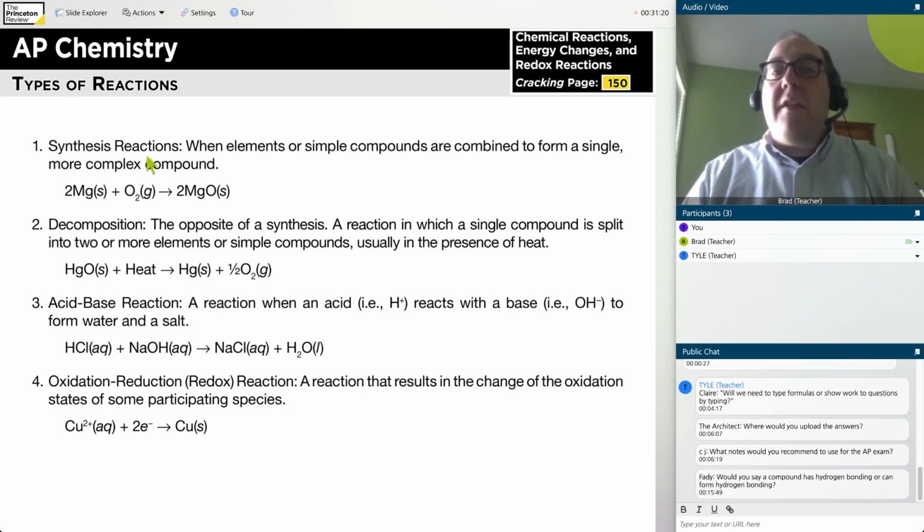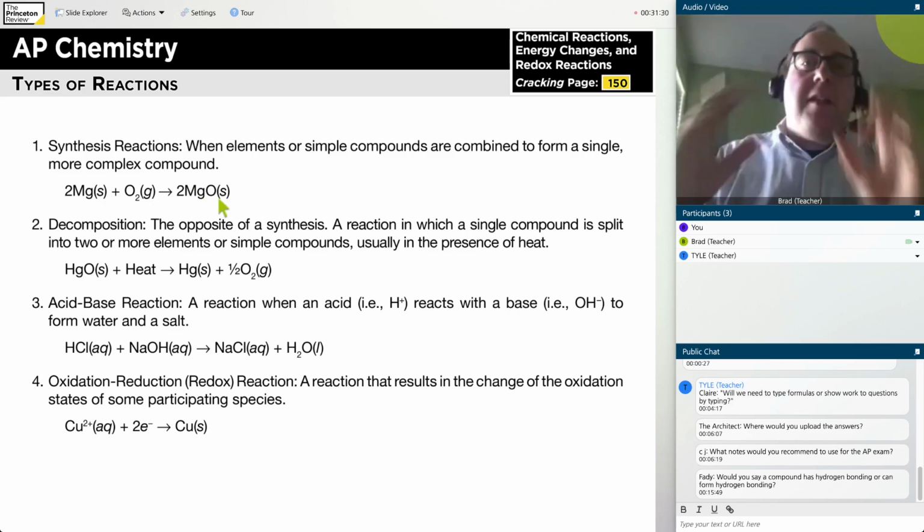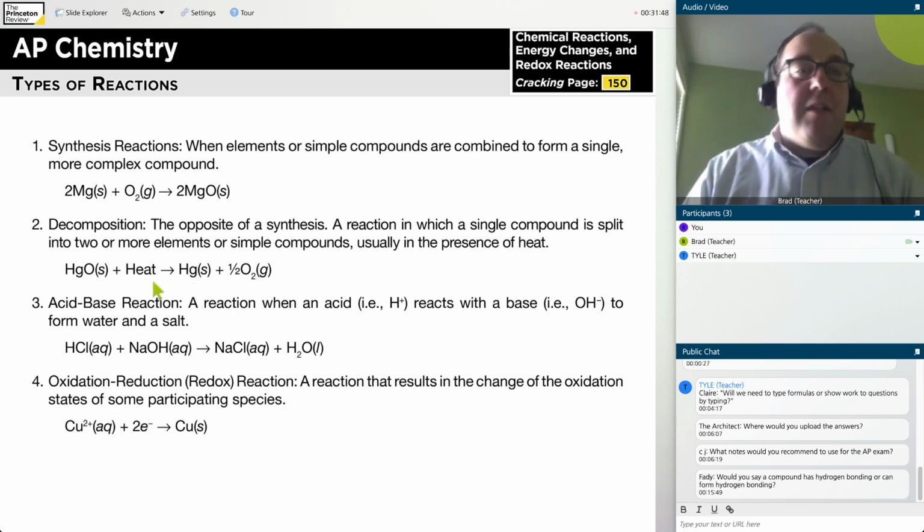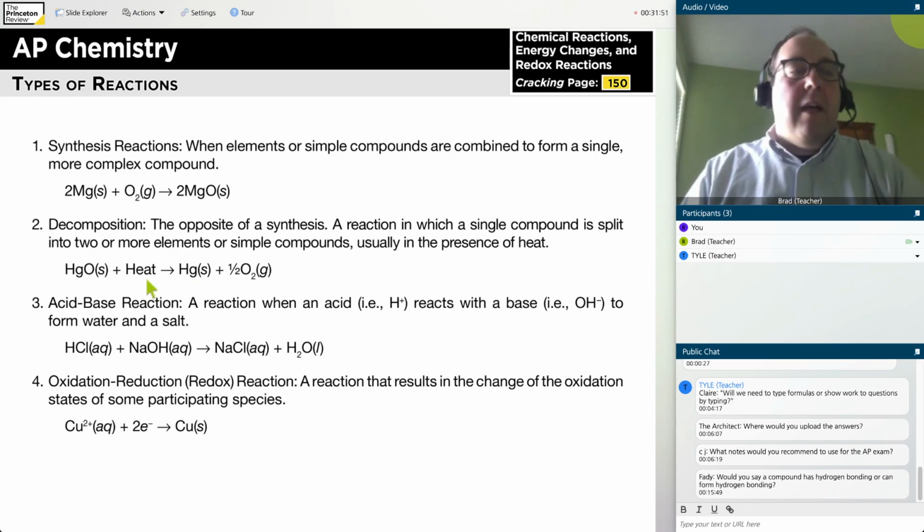First is a synthesis reaction. That kind of sounds like what it is. You take two things and you smush them together to make one thing out of it, or three things to make two things out of it. You synthesize compounds by combining other molecules or atoms. Decomposition, they say here, is just the opposite of synthesis. If you go back the other way, you take a compound and you break it apart into its constituents. So mercury oxide here gets converted into mercury and oxygen. This often happens in the presence of heat. If things decompose in the presence of heat, this is a candidate for the type of reaction that's occurring.